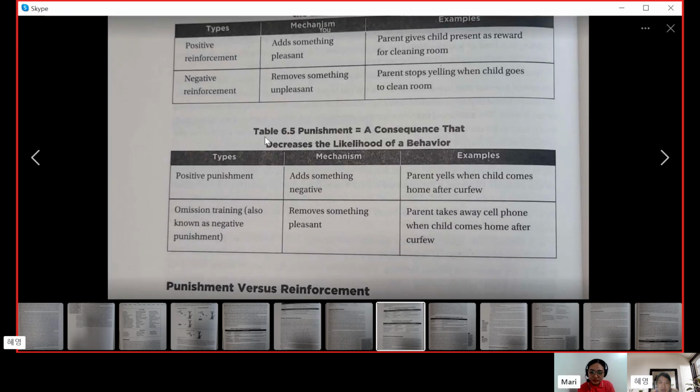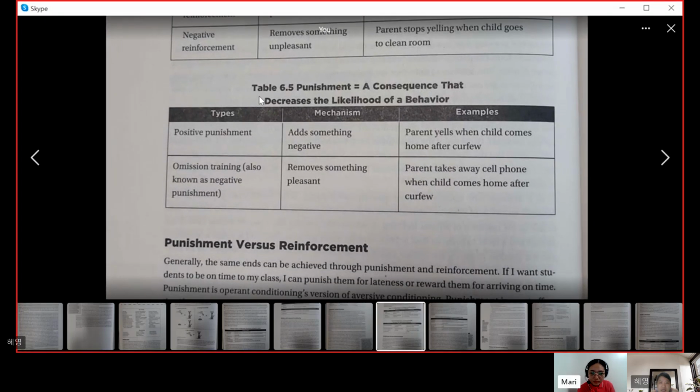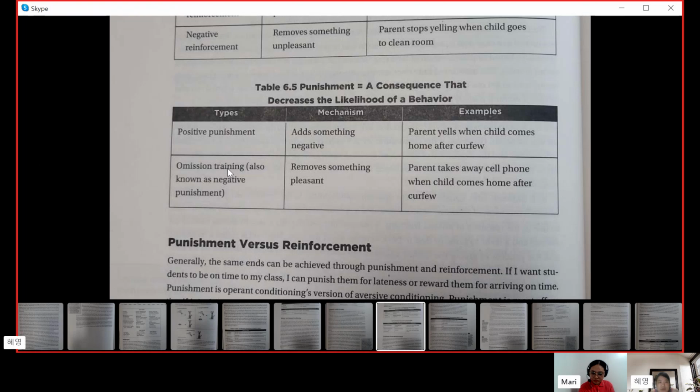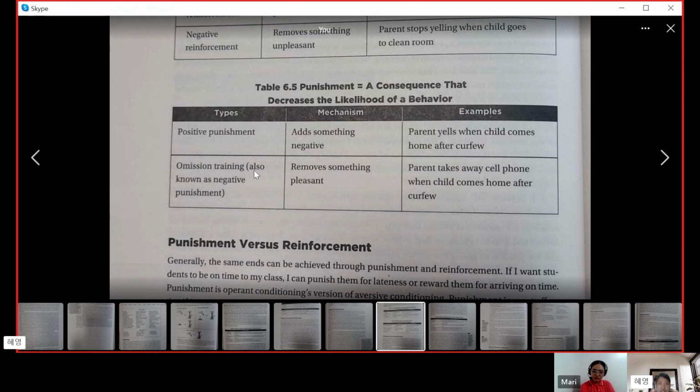And let's look at punishment. There are positive punishment and negative punishment. Negative punishment is known as omission training. So positive punishment adds something negative. For example, parents yell when the child comes home after curfew. And omission training removes something pleasant. So parents take away the cell phone when the child comes home after curfew, like this.